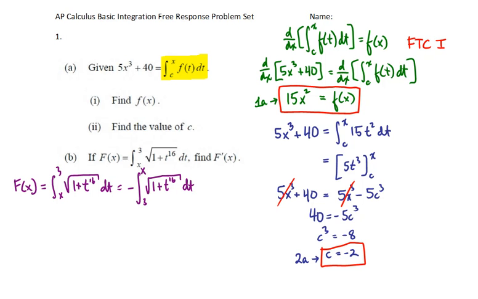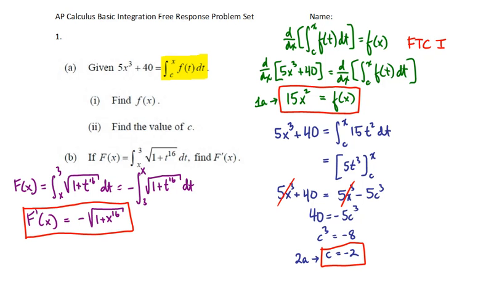So at this point we can find the derivative, and remember the derivative of capital F of x, which is F prime of x, is just equal to little f of x. So we're just going to plug x into the integral expression, and that's just negative square root of 1 plus x to the 16th power. And that's all we have to do for that.